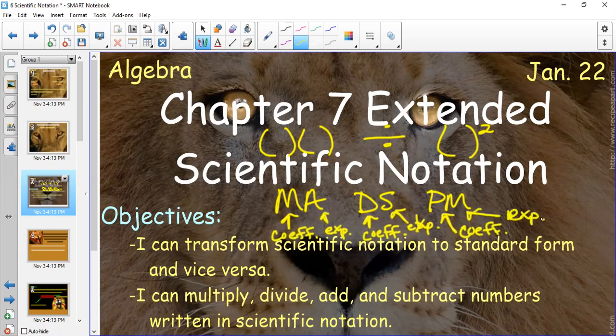Okay, so the types of problems that we're going to see in this lesson eventually at the very end here are going to be the MA problems and the DS problems. They will come up. We're going to be multiplying some numbers in scientific notation as well as dividing some numbers in scientific notation. So keep those shortcuts in mind when we get to that.